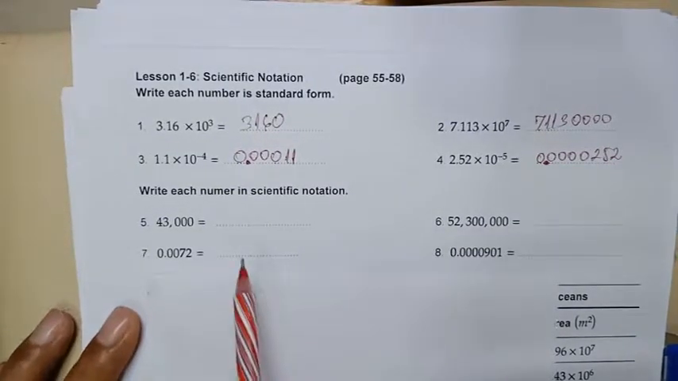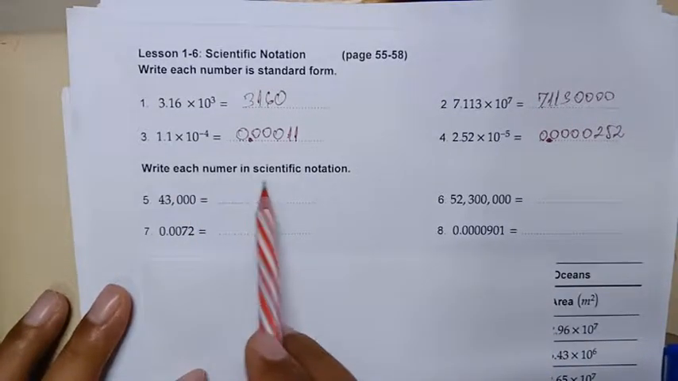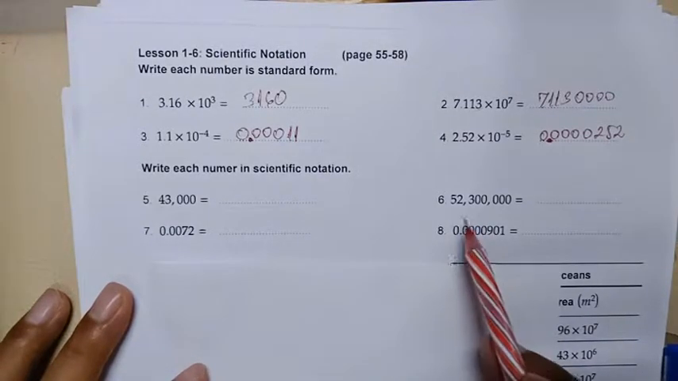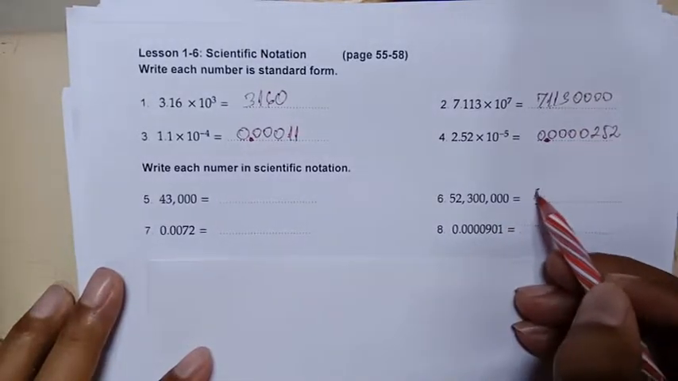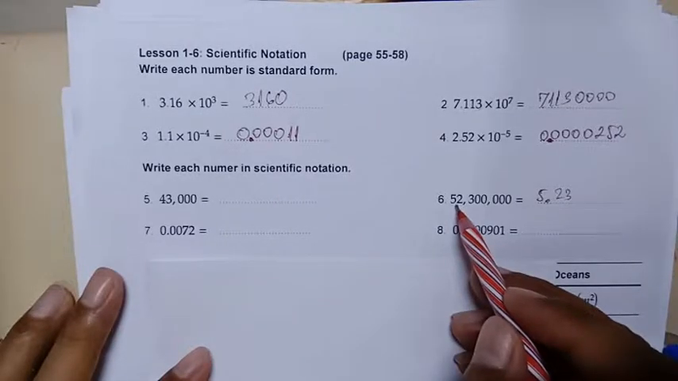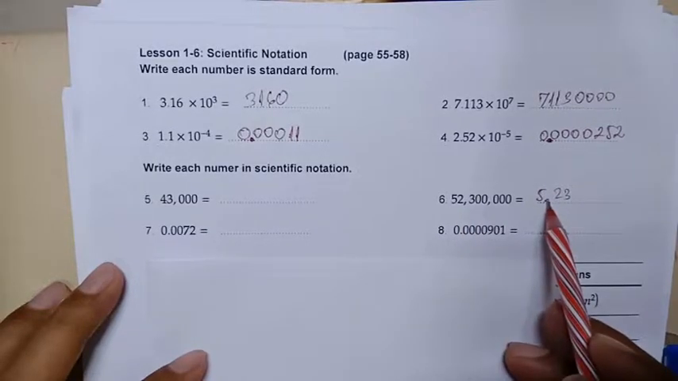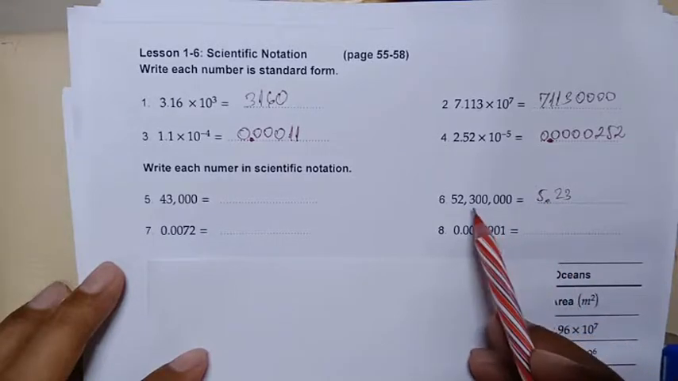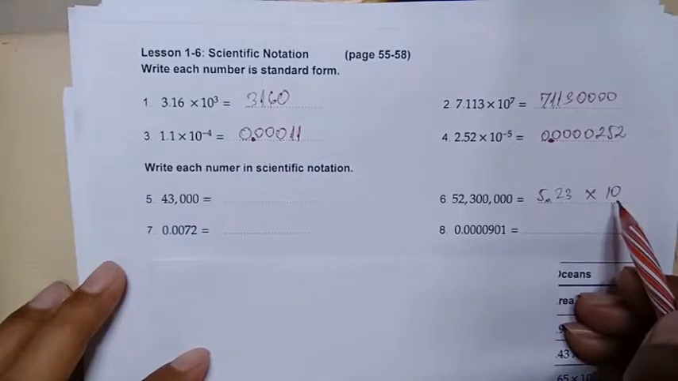Now let's work on number 5. Write each number in scientific notation. I will do 2 numbers for you, number 6 and number 8. Number 6: 5.23. That's the point that you need to know. Make sure that you have only one digit in front of the decimal point, and the digit must not be 0. This is 5 here, and you put times 10 to the power.